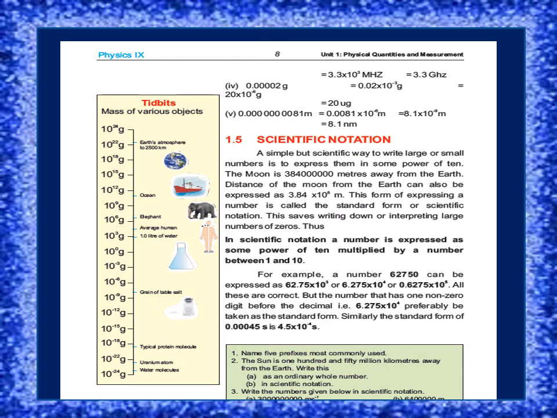Here the question is why we use scientific notation. What is the reason behind this? We use scientific notation for converting a very large value into a smaller one. In this way we can get an accurate and error-free value.